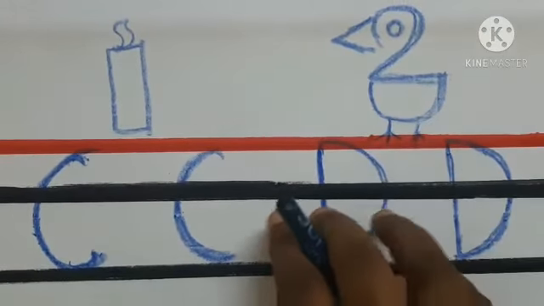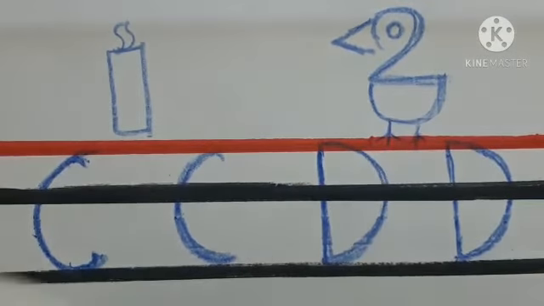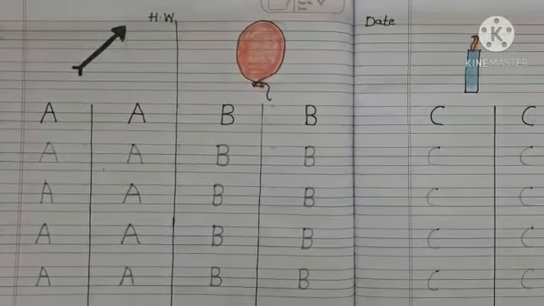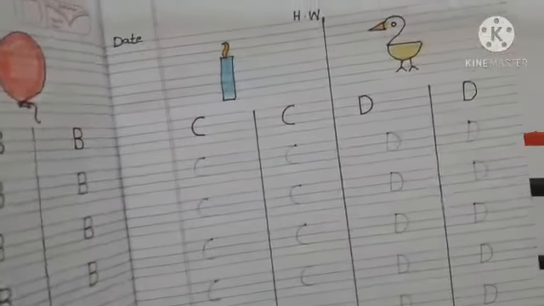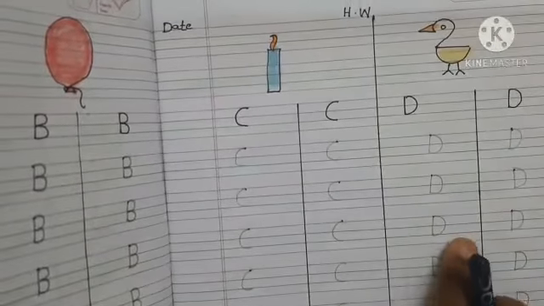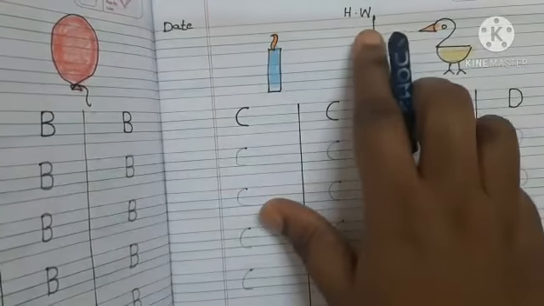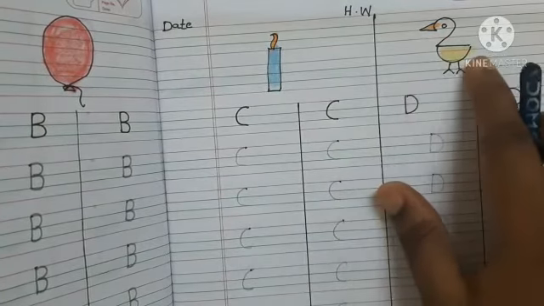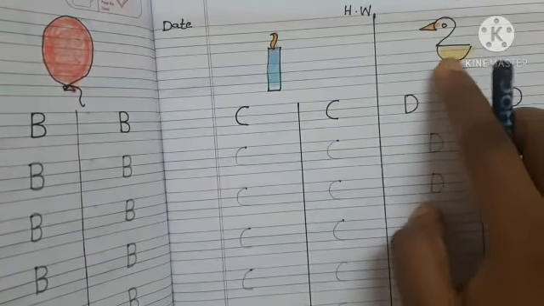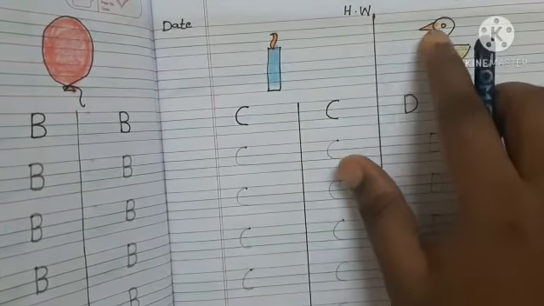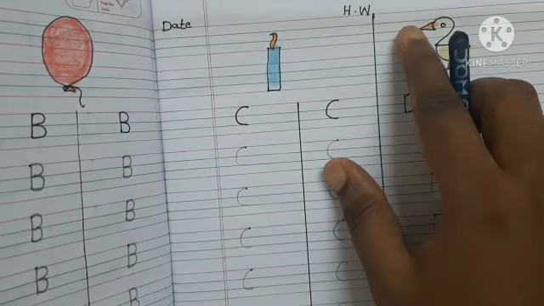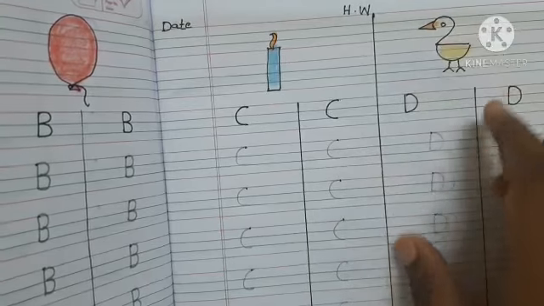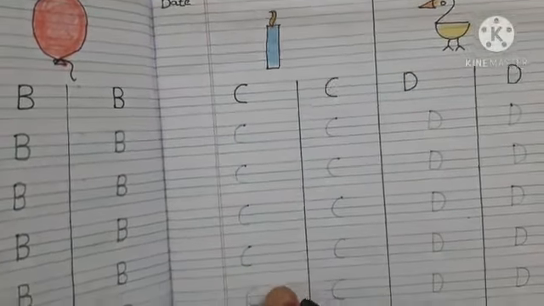Children, like this you have to write in the CW. See, in last class we have completed A and B. Now we are going to write the letters C and D in the CW. Date, homework, candle, duck. Draw here number 2, an up curve, a standing line, slanting lines for legs. Join here a sleeping line for nose, and a circle.